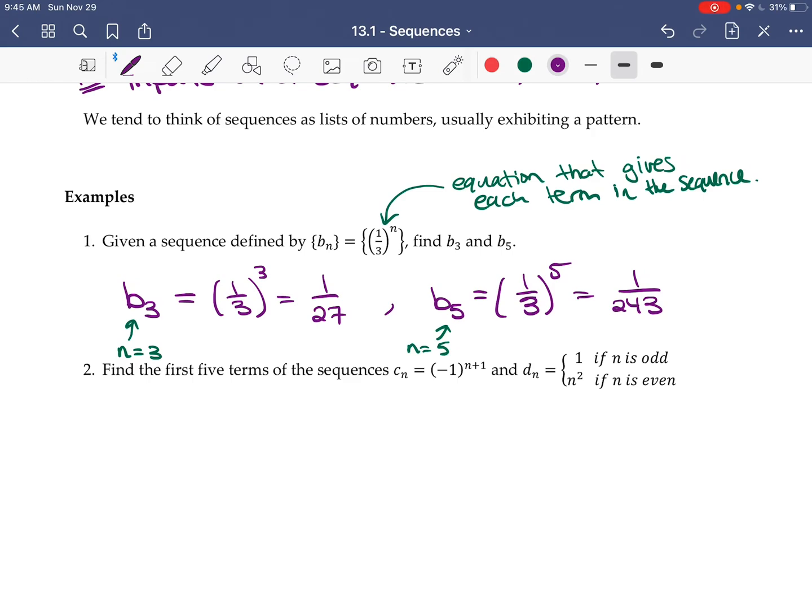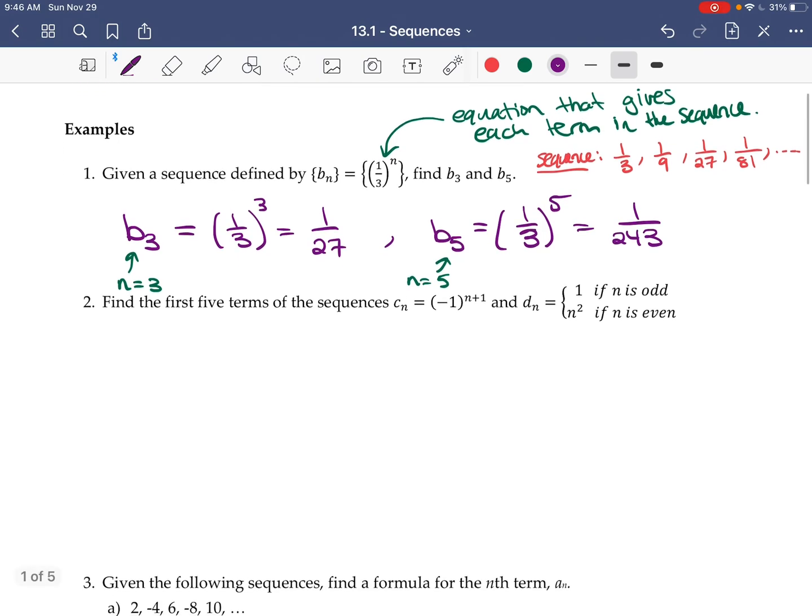Okay, so what this sequence would look like: it starts with n equals 1, so that's going to be 1/3, and then n equals 2, so that's 1 over 9, and then n equals 3, 1 over 27, n equals 4, 1 over 81, etc. And then it keeps going like that. So that's how we would write the sequence if you don't write it in this sort of closed form.